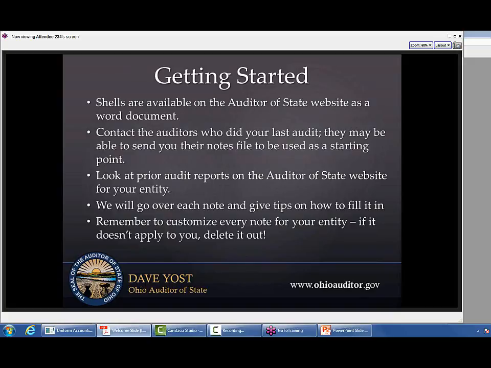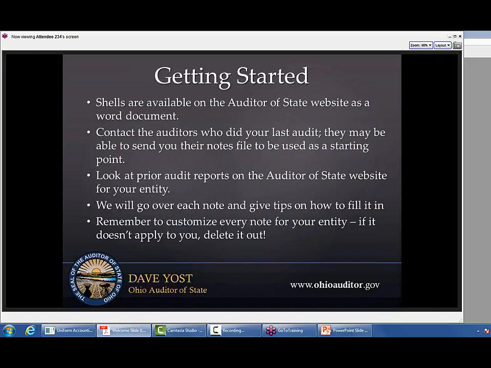That's the best place to get your information. If you can't get the file from your auditors, look at the prior audit report on the Auditor of State's website for your entity. Again, in just a minute, I'll show you how to get there and how to do that. But that would be the second approach, if you can't get the Word file from audit, go there, and that way at least you'll have what was in your prior year audit to start with.